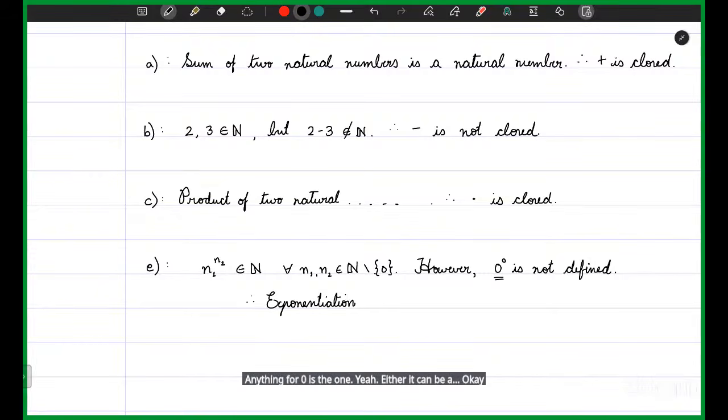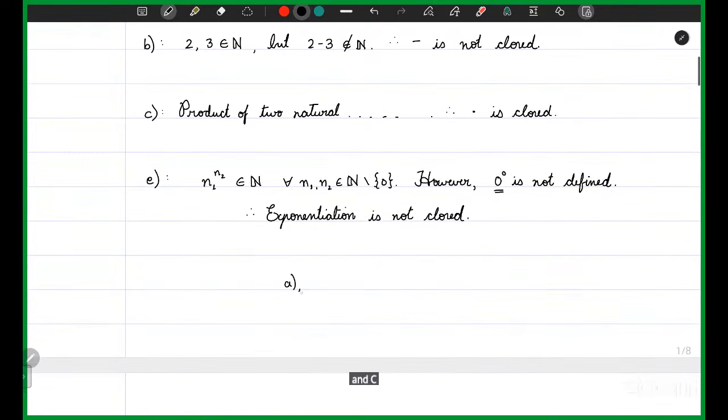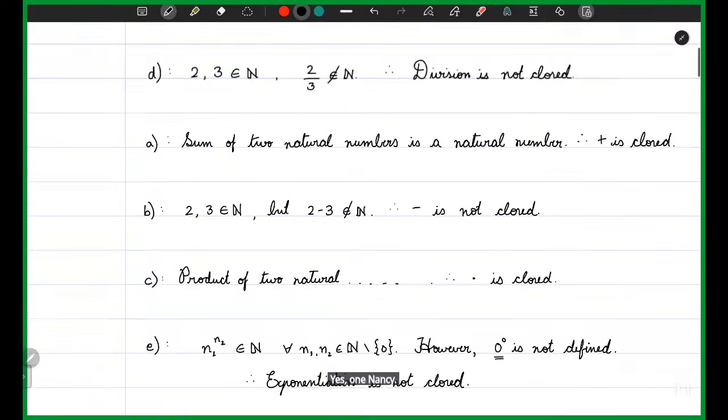Okay. Can we move to the different question? Yes, exponentiation is not closed. So the answer is A and C, yes. A and C will be the correct answer.